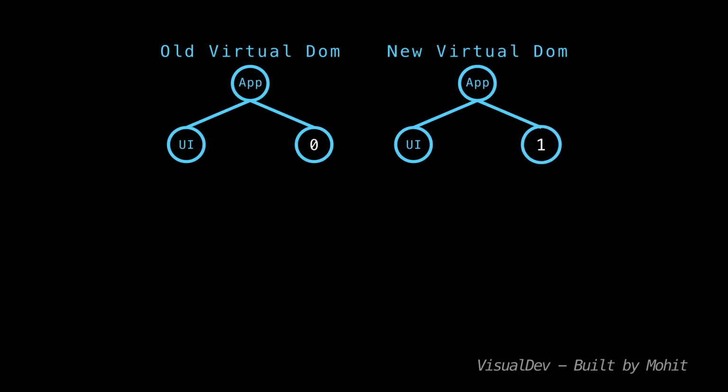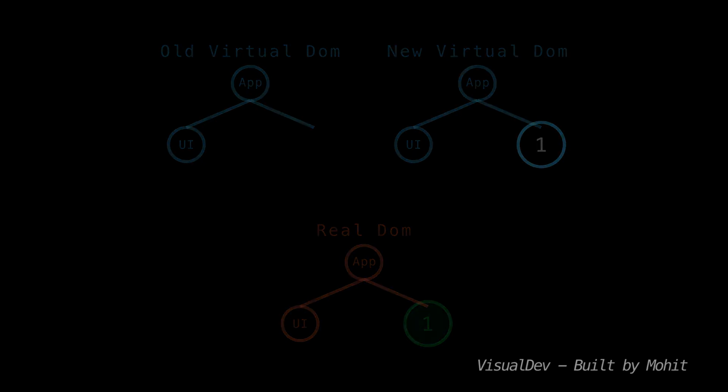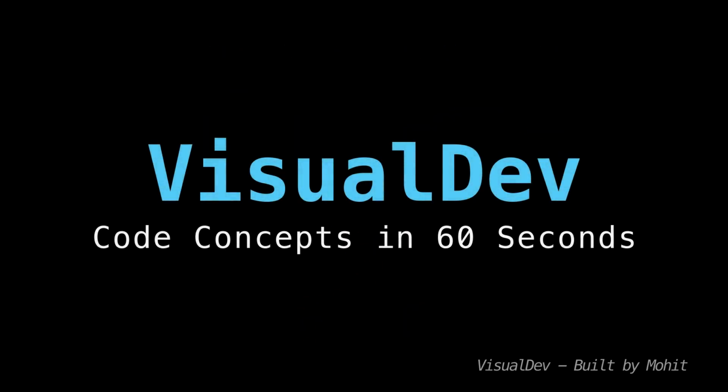This is called diffing. React spots exactly what changed, just this one counter value. Instead of repainting everything, React pushes only the precise change down to the real DOM. And that is why React feels so fast. It avoids unnecessary work by being surgical about updates.